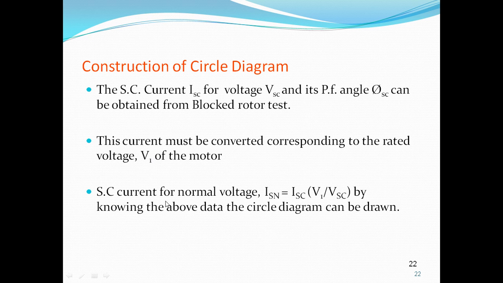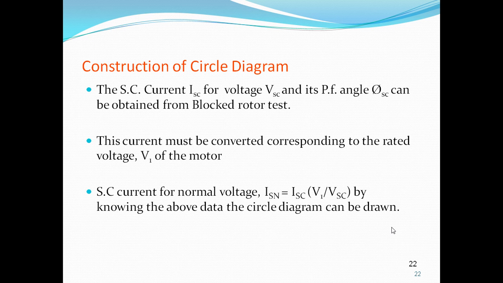So short circuit current for normal voltage, that is ISN is equal to ISC into V1 by VSC. By knowing the above data, the circle diagram can be drawn. So what we required? We required no load current I naught, no load power factor phi naught. Next, short circuit current ISC and power factor phi SC.